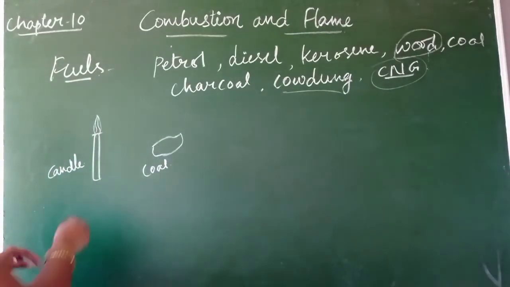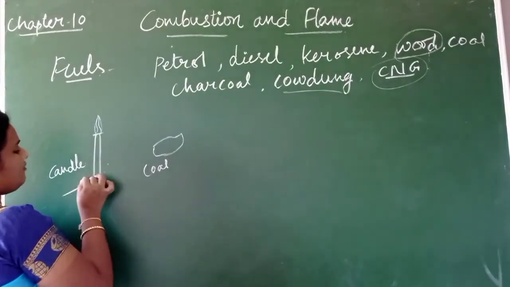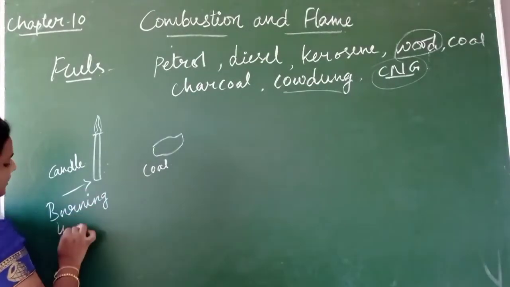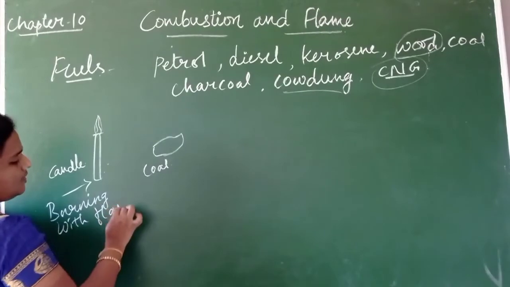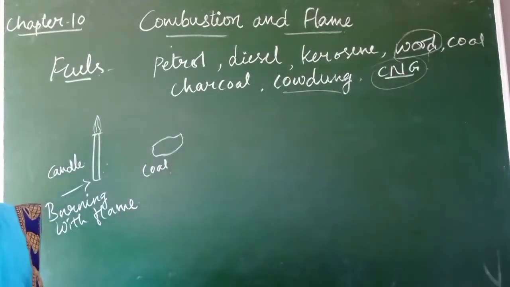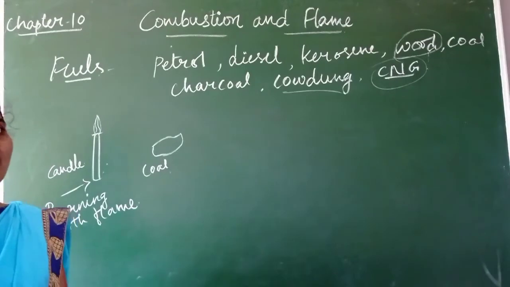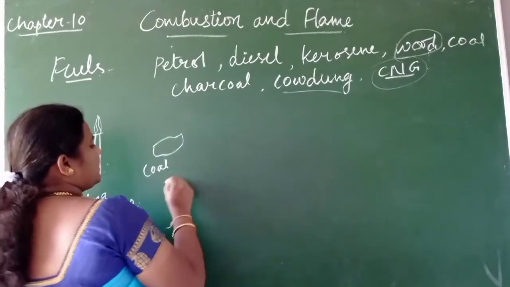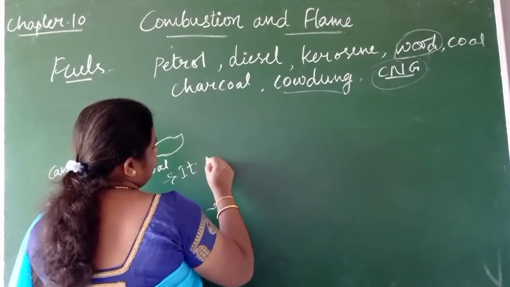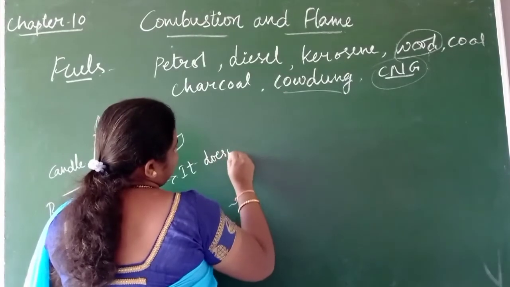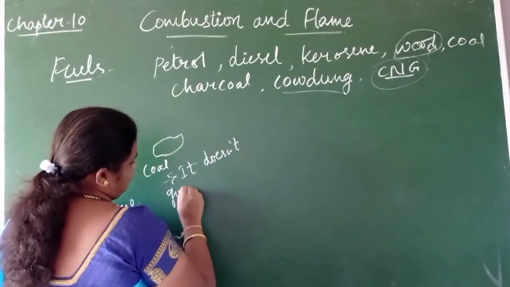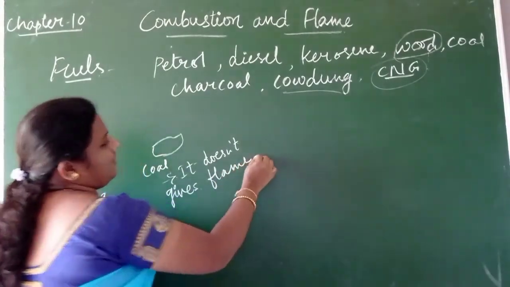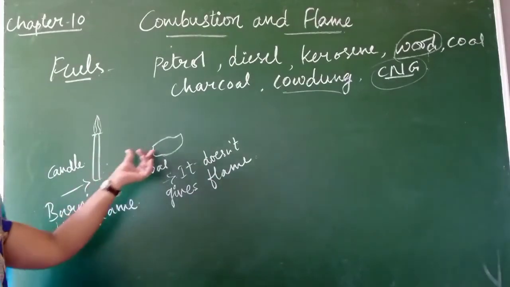It is found that, children, the candle burns with a flame. Then what about coal? It doesn't burn with a flame completely. It doesn't give out a flame. The difference between the candle and the coal is what?